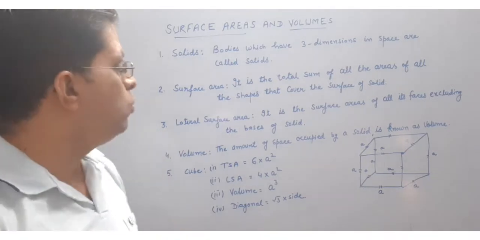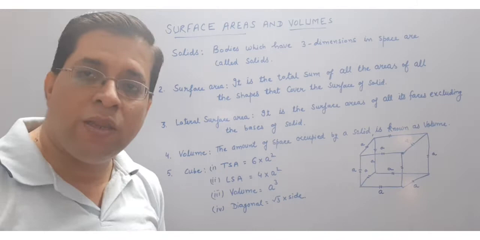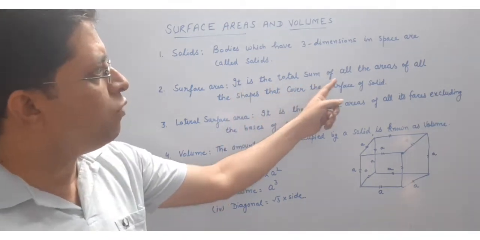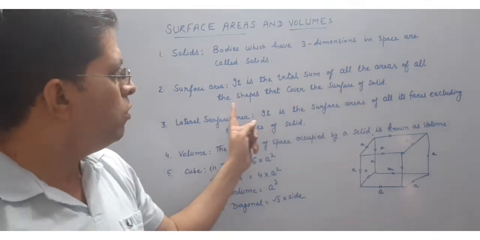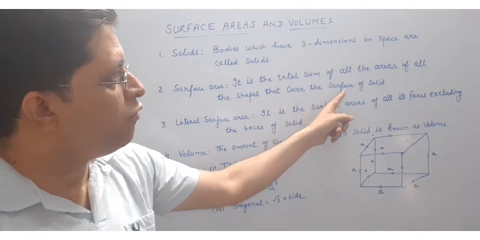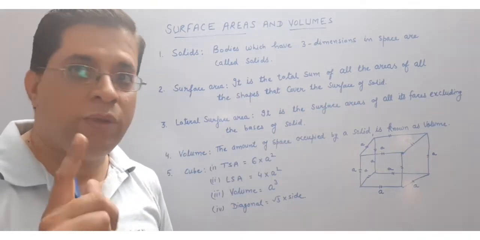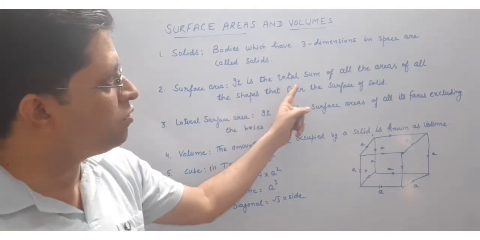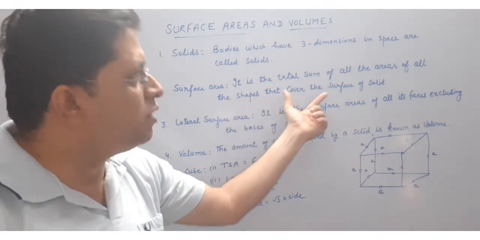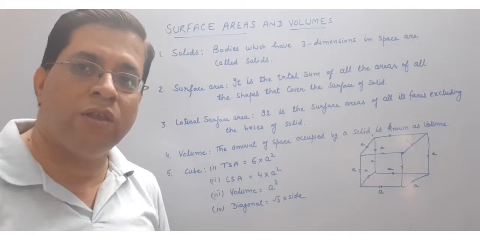Point number 2. Surface area. What do you mean by surface area of any solid? It is the total sum of all the areas of all the shapes that cover the surface of the solid, and that is called the surface area of the solid.